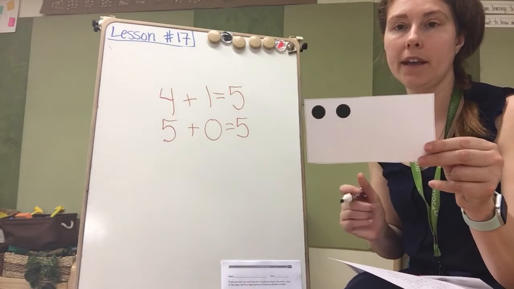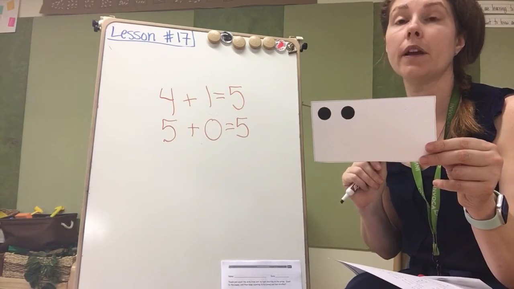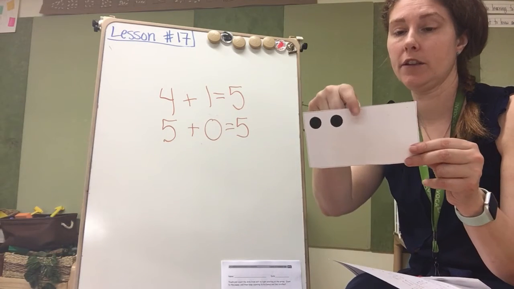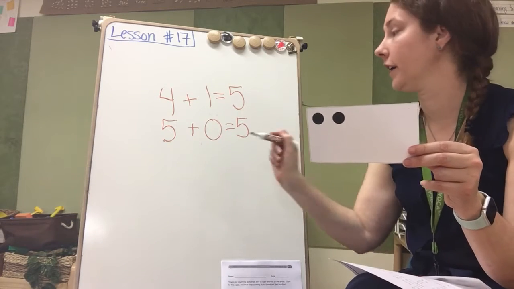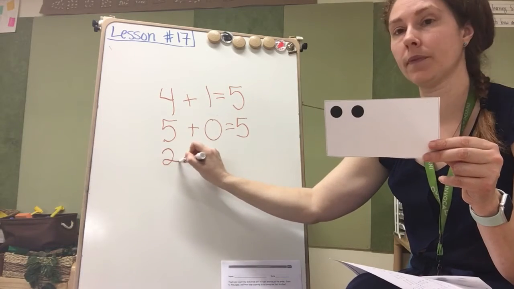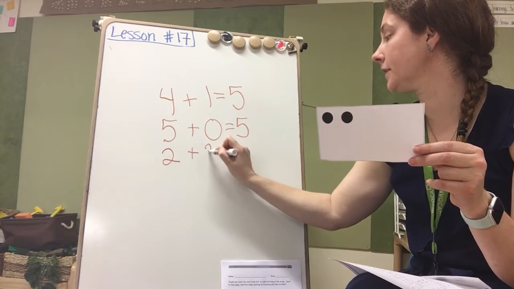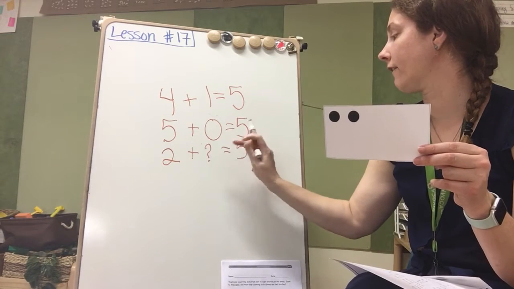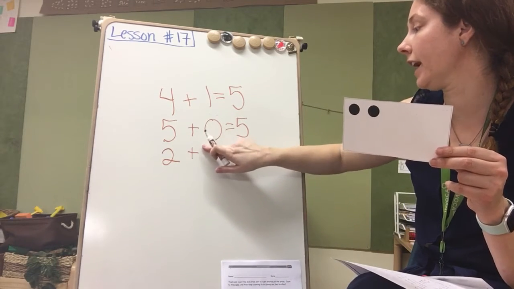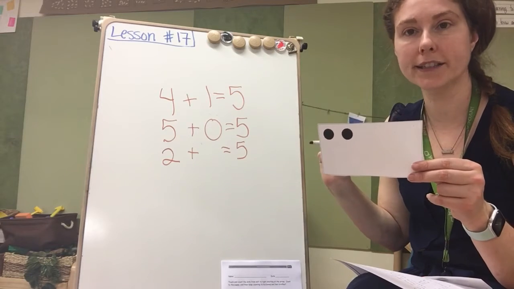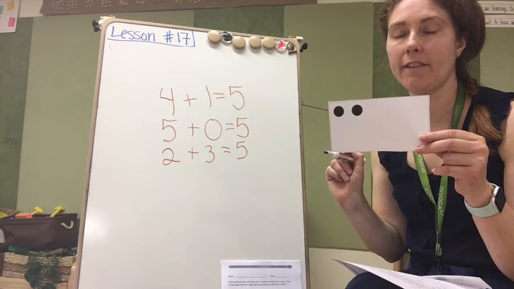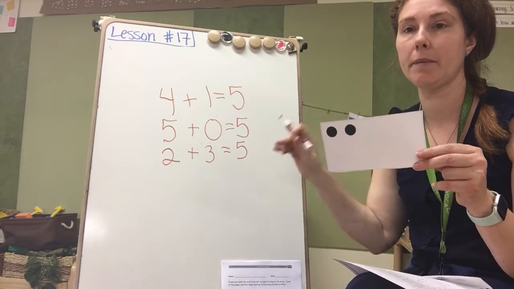Okay, how many? 2. How many more are needed to make 5? So think, how many more? So we have 2 plus the mystery number equals 5. How many more? Who's got it? Shout it out. Awesome. Yes, 3 more are needed to make 5. 2 and 3 make 5.